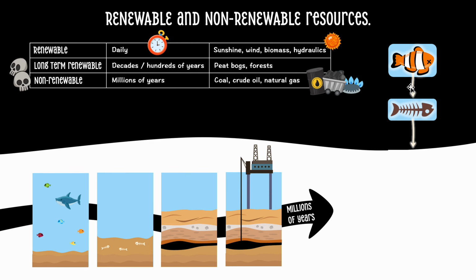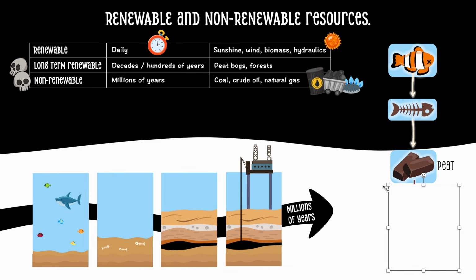Okay, so let me show you the picture again. Things die, and so on. After a relatively short period of time, it will form things like peat, which is not as dense and doesn't take as long as these guys, okay? So it's considered long-term renewable.